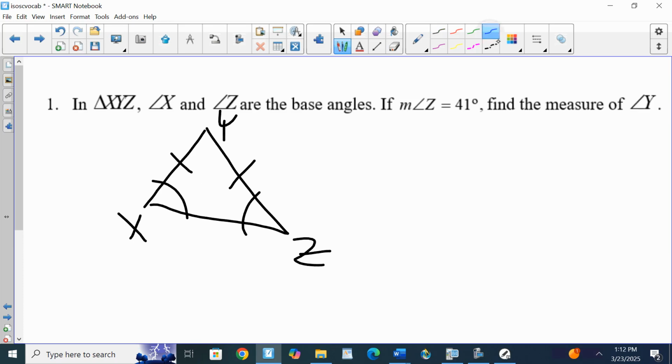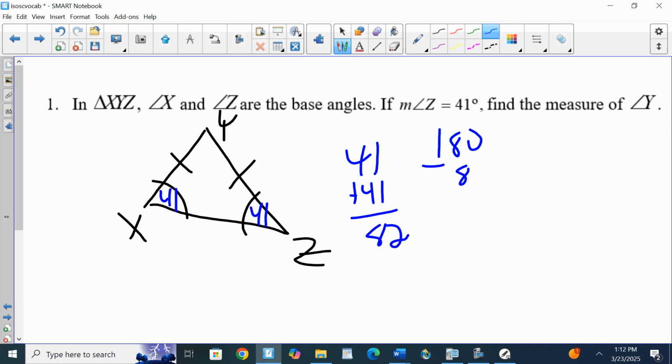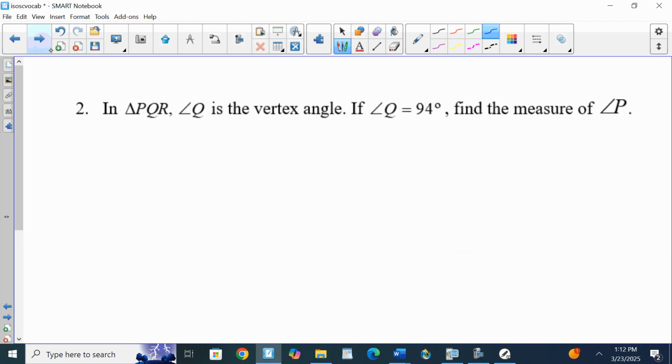So if angle Z is 41, well, I marked that X and Z are the same, so that one's 41 as well. And now the angles of a triangle add to 180. So I add those up, and I subtract from 180. And I get 98. So that's one type of question you can see.